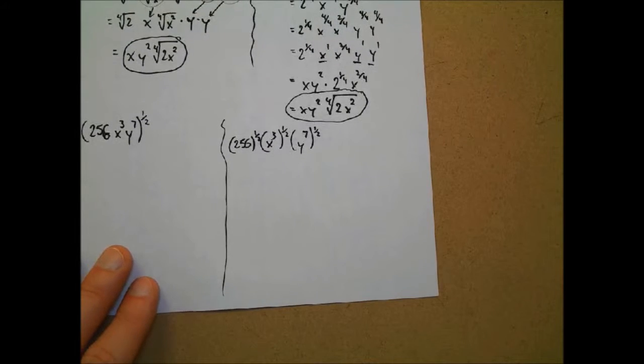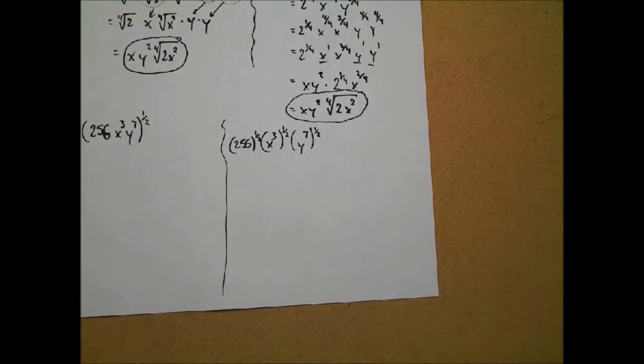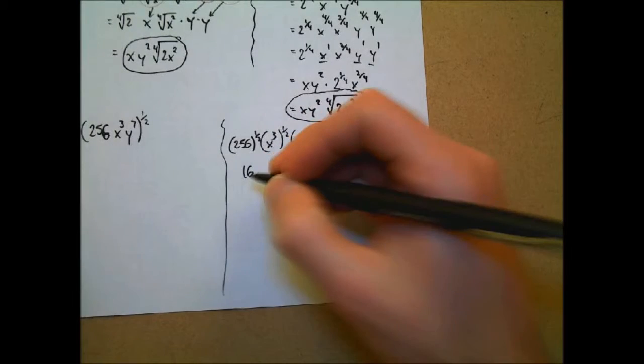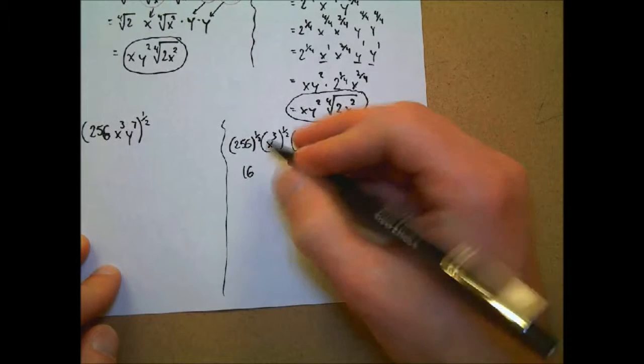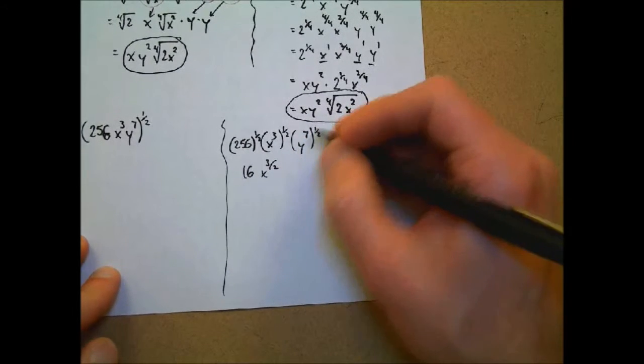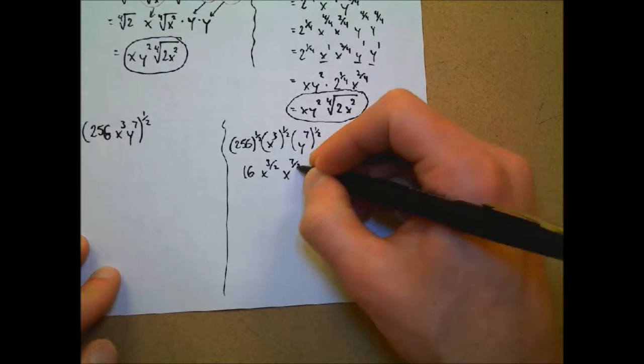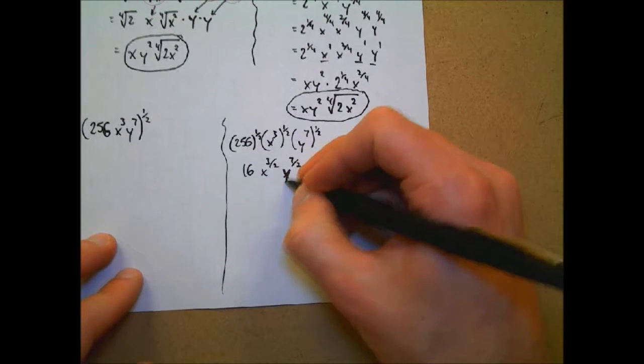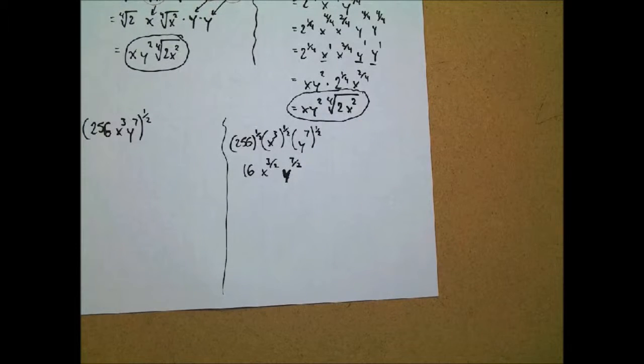Okay, is 256 a perfect square? It is. It's 16 squared. Okay, so this simplifies down to 16 here. But then x to the 3rd to the 1/2 becomes x to the 3/2, and y to the 7 to the 1/2 becomes y to the 7/2. There you go.